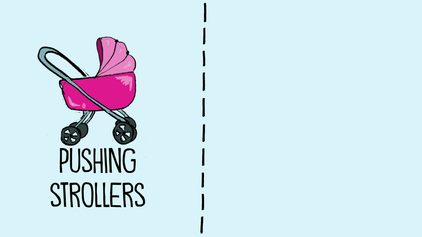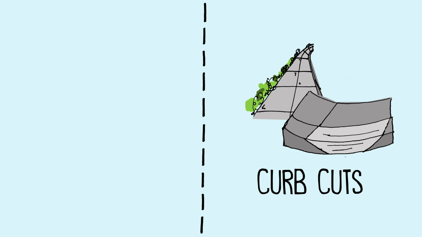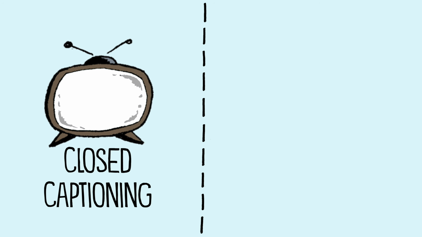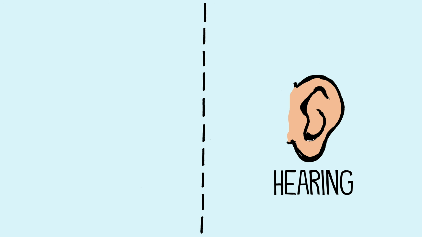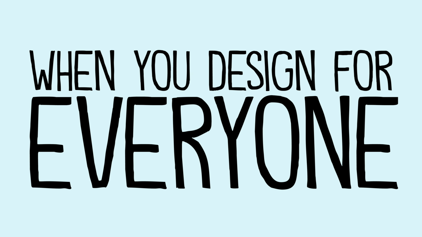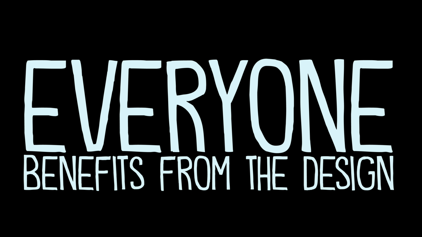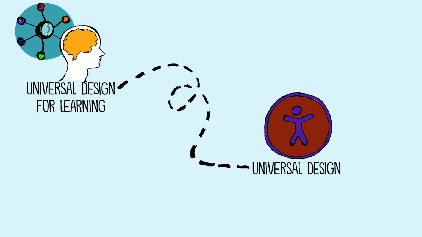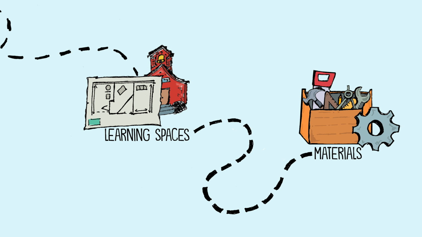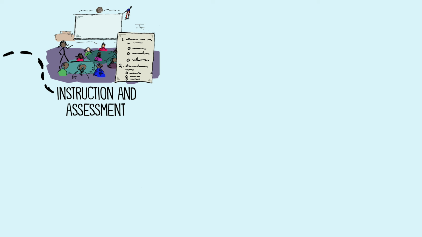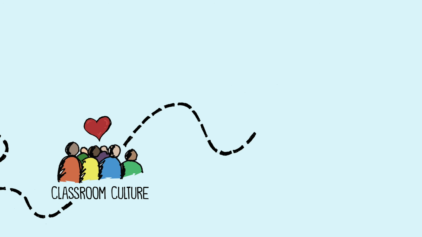Hence, caregivers pushing strollers will benefit from curb cuts. Similarly, viewers use closed captioning on videos regardless of their hearing. In other words, when you design for everyone, everyone benefits from the design. Universal design for learning applies the same philosophy of universal design to every aspect of learning, from learning spaces to materials to instruction and assessment to classroom culture and behavior management.